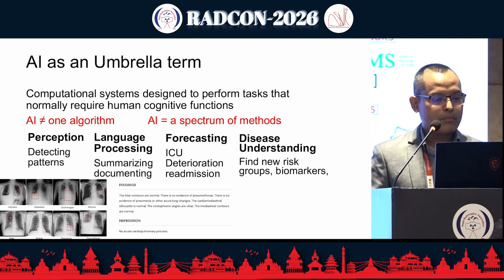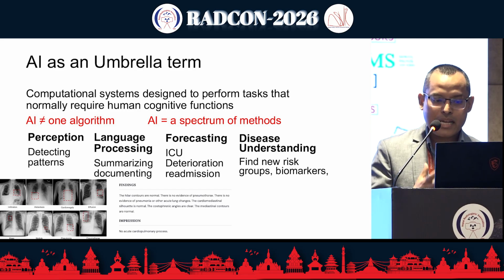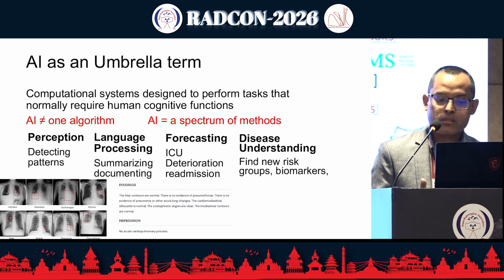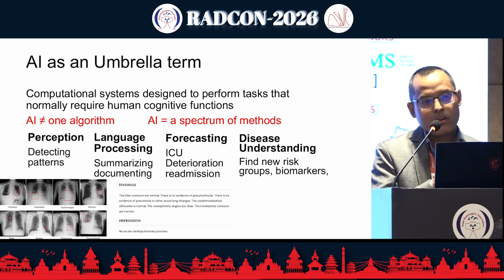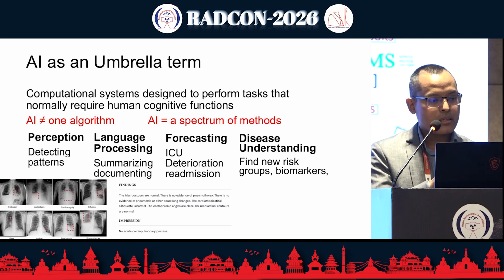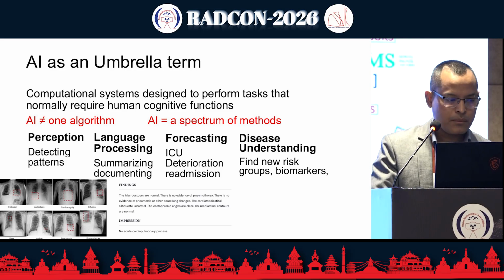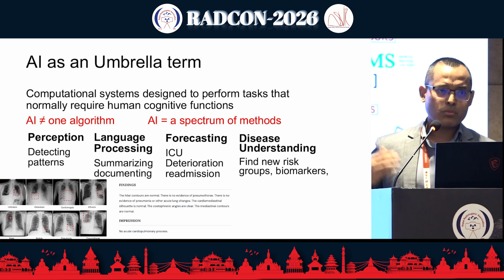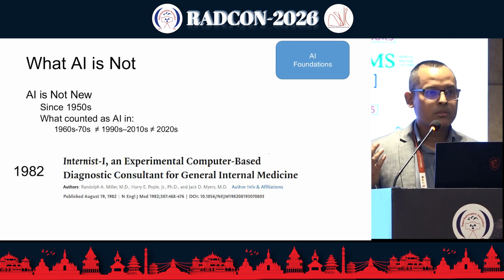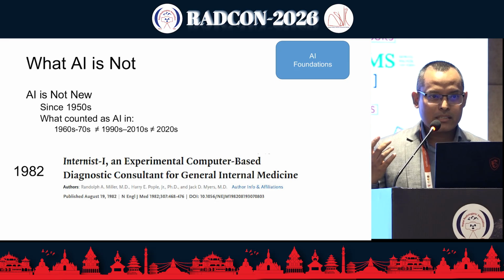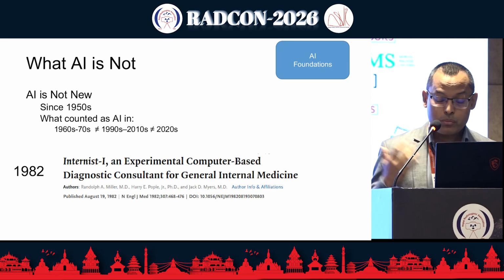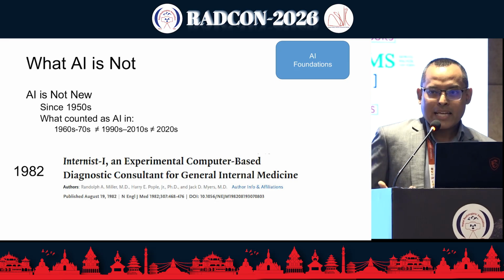And similarly, being able to forecast, being able to understand diseases, find new risk groups and biomarkers. So roughly trying to categorize a single algorithm into a spectrum of these 4 different components. And so if this is what AI is, being able to build systems that replicate human vision, at least, so what AI is not?